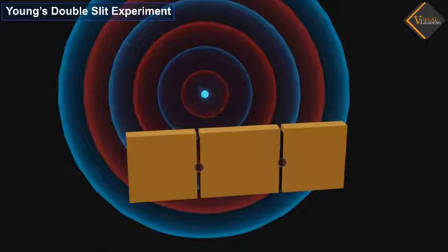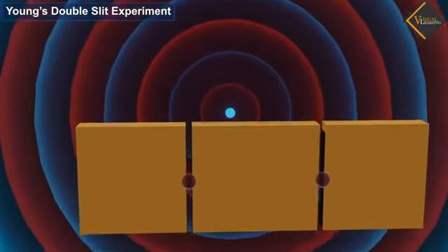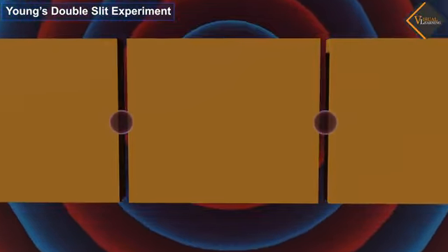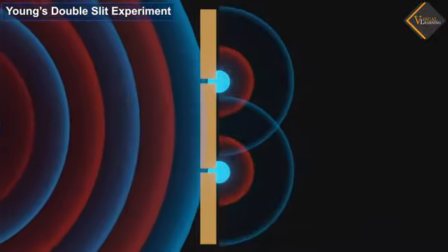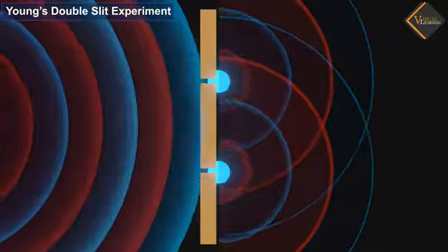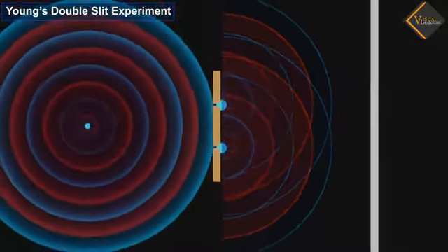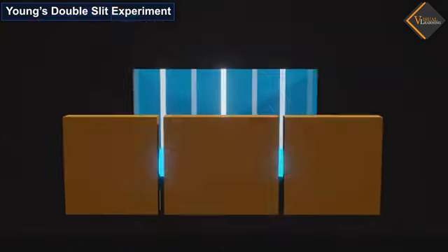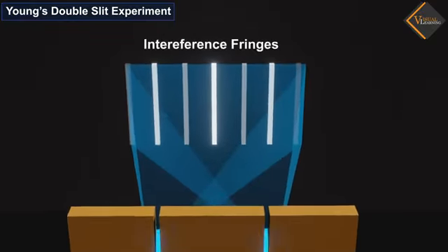Now, consider there are 2 slits placed in front of these light waves with very sharp openings, allowing the light waves to pass through. When these light waves encounter the slits, 2 new light sources are created at the slits, generating new light waves. These light waves are incident on the screen and create a pattern like this. We refer to this light pattern as interference fringes.